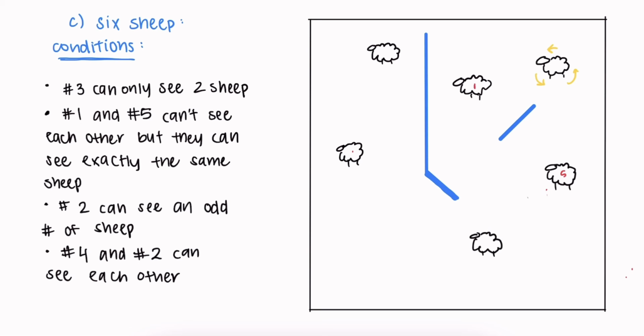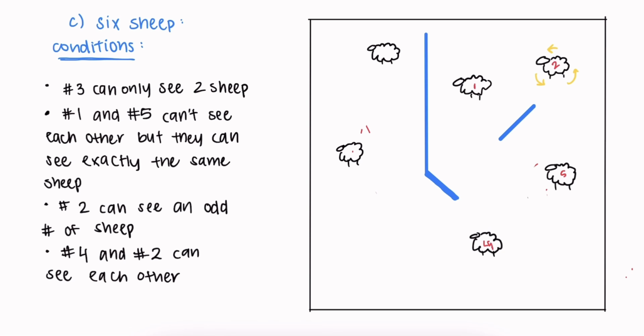Next, we see number 2 can see an odd number of sheep. Odd numbers are 1, 3, 5, 7, 9. So it could be this sheep, right? He sees 1, 2, 3. It could be this sheep, 1, 2, 3. So we're going to have to wait on that. Then we see number 4 and 2 can see each other. Obviously, it can't be this because this sheep sees these two, right? So we're thinking it has to be this one or this one. It has to be one of those. So I'm thinking that we can do number 2 here and number 4 here for now.